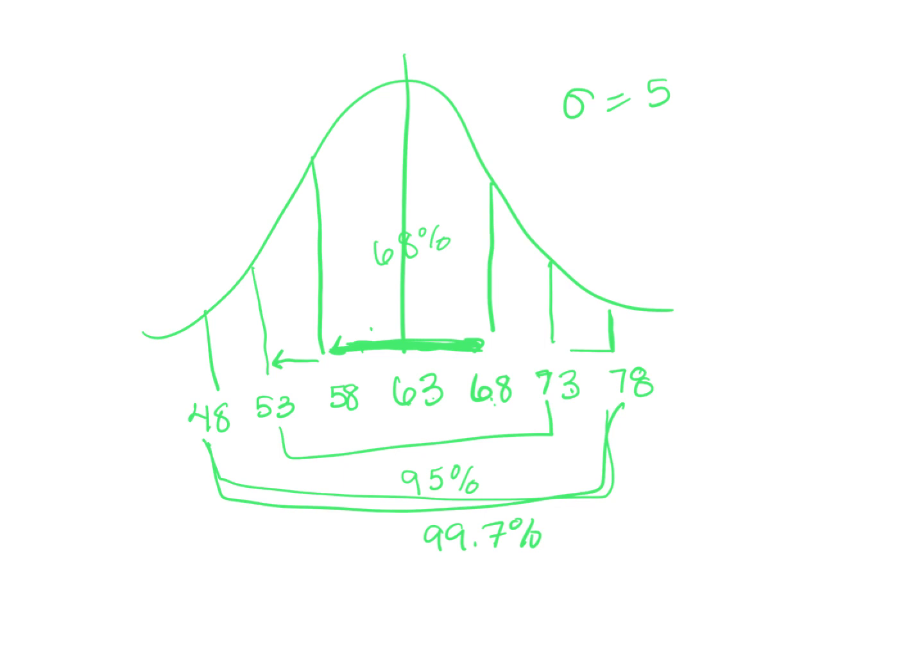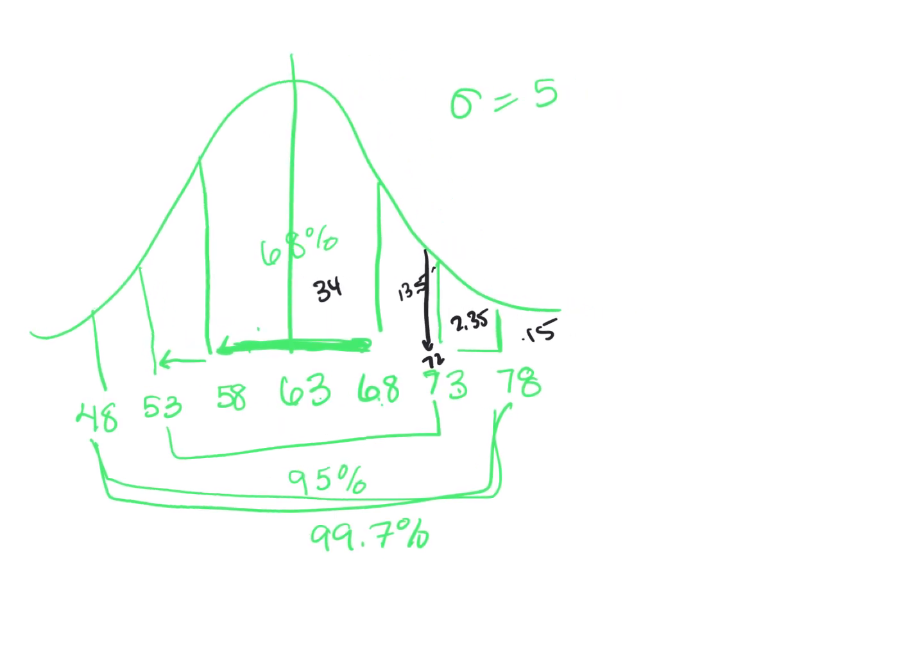So remember that this was 34 and this was 13.5 and this was 2.35 and this was 0.15. And if you notice, that makes sense. 72 is right in here. And if I add those together, I get 2.5, and then I have this little extra here, so I get 3.6, right?